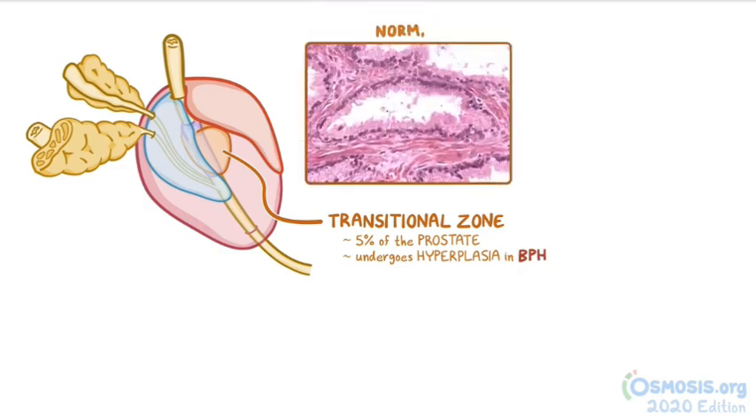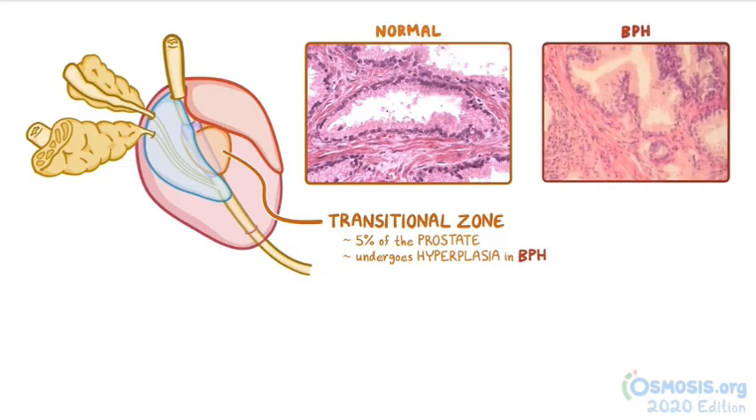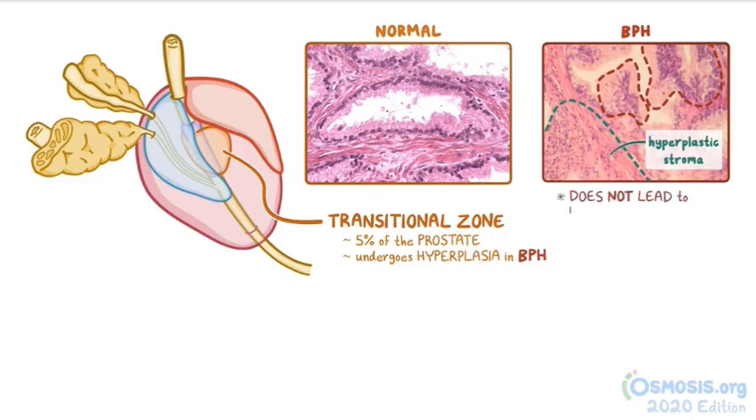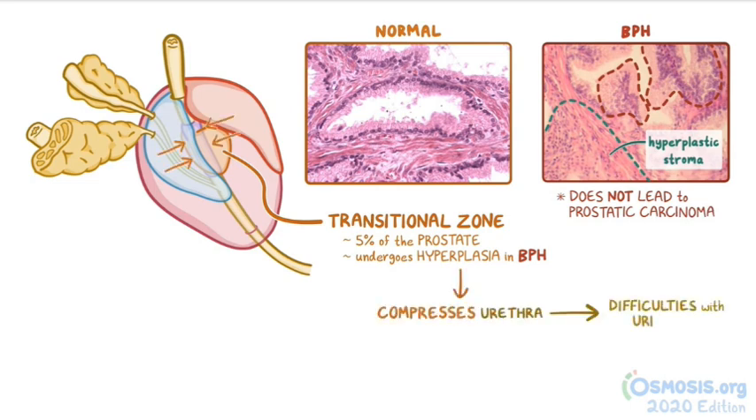When compared to a normal prostate's glandular epithelium, we can see that a prostate with BPH has significantly increased number of columnar epithelial cells that protrude further into the lumen, particularly in the upper right of this image. Hyperplasia of the supporting tissue or stroma can also be seen with BPH. Even though BPH leads to an increased amount of prostate tissue, it does not lead to prostatic carcinoma. The hyperplastic tissue compresses the prostatic urethra, causing difficulties with urination.